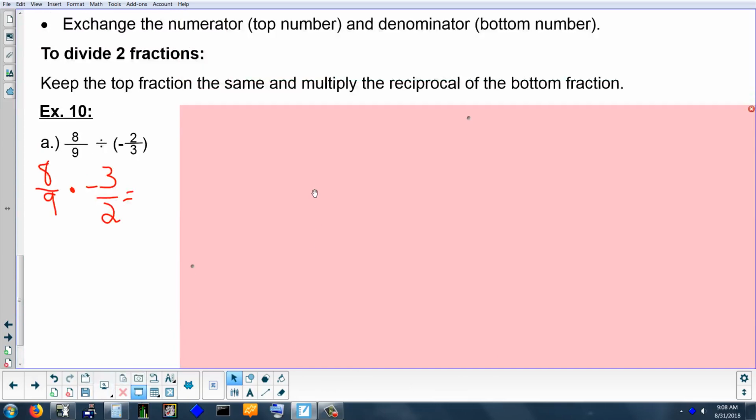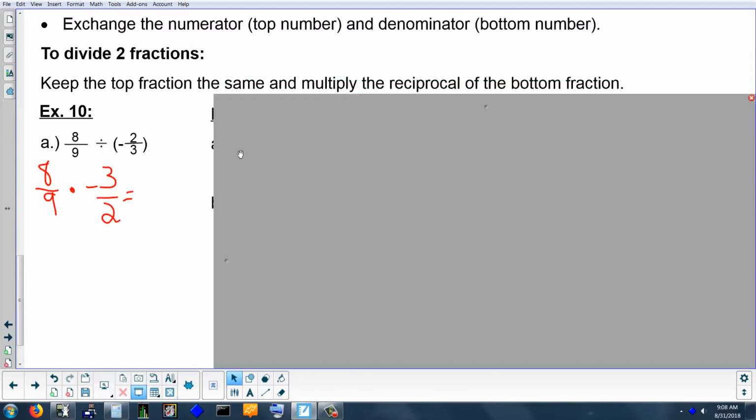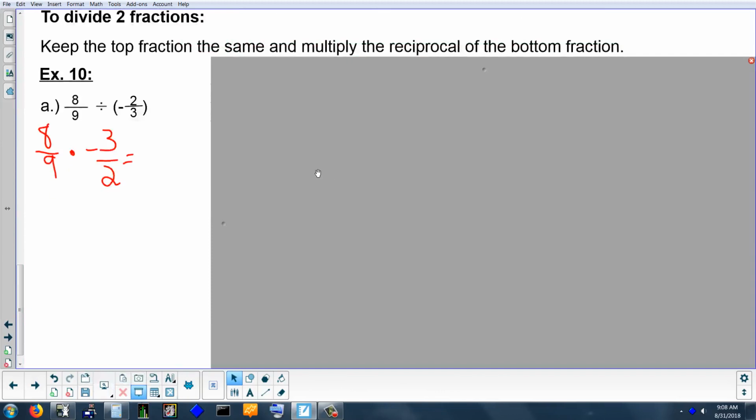Again, there are two ways you can do this. Somebody tell me one way we can do it, Matt? Yeah, you simplify it first. You could cross cancel it. But before I even get to that, is my answer going to be positive or negative? Positive. I have a positive 8 over 9 times a negative 3 over 2. So a positive times a negative, it's going to be negative.